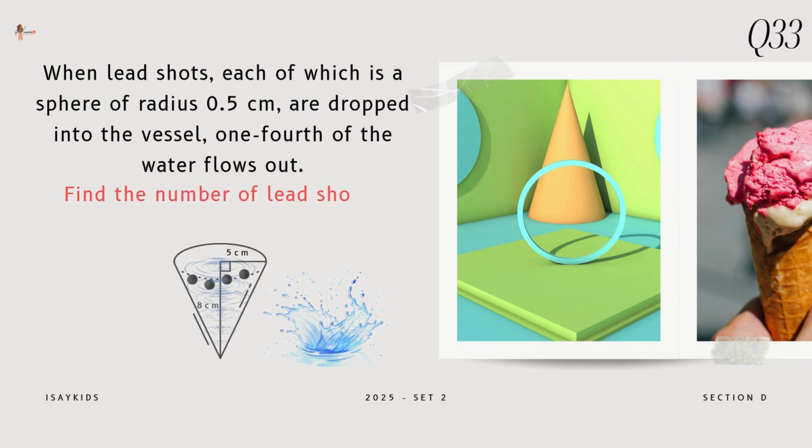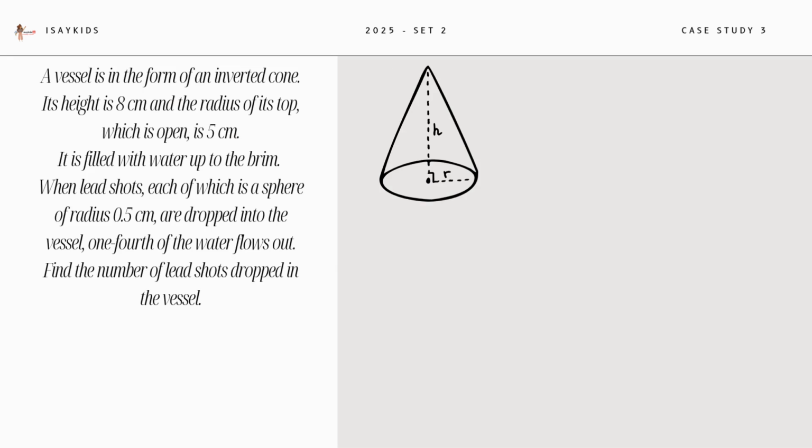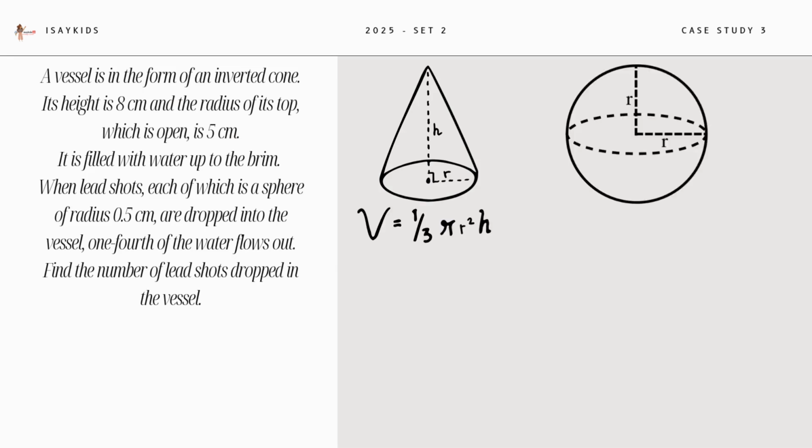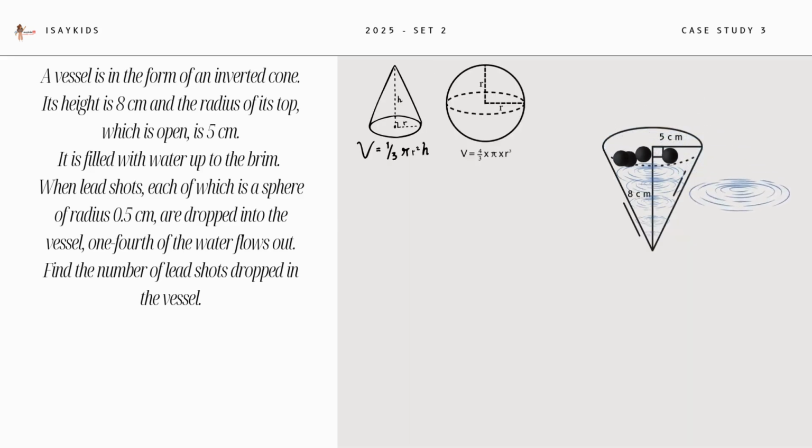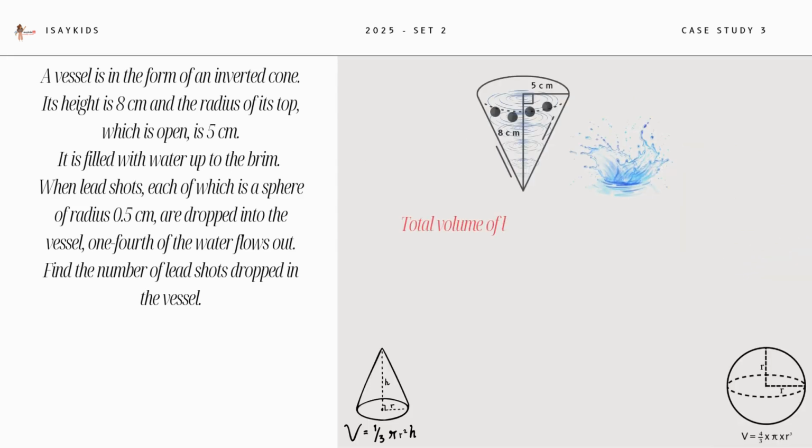Find the number of lead shots dropped in the vessel. Now, volume of cone is 1 by 3 pi r square h. Volume of sphere is 4 by 3 pi r cubed, where r is the radius and h is the height of the cone. Now, lead shots displaced 1/4 volume of water, which means volume of lead shots is equal to 1 by 4 times volume of cone.